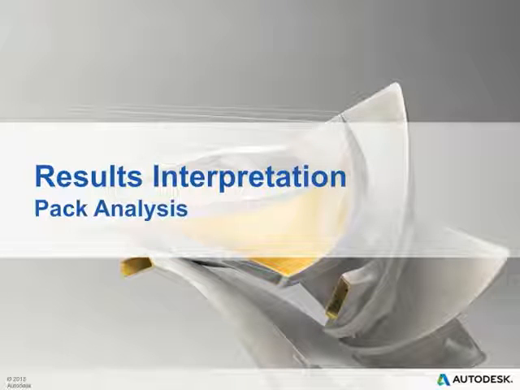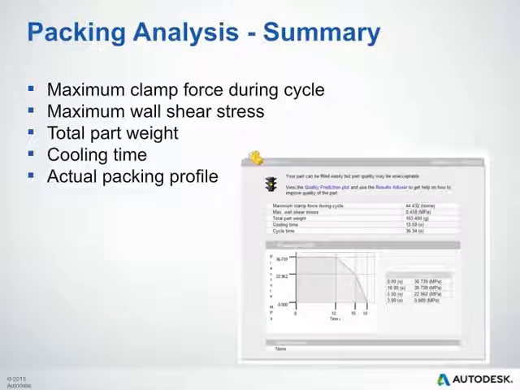Now we'll take a closer look at interpreting some of our packing results. Like most of the other analysis sequences, once your pack analysis completes, you'll be presented with this Summary tab. Within here you can see a nice snapshot of what's going on. So you can see the max clamp force during the cycle, the maximum wall shear stress, the total part weight, the cooling time, and even the actual packing profile.